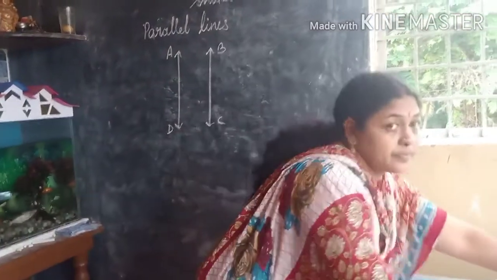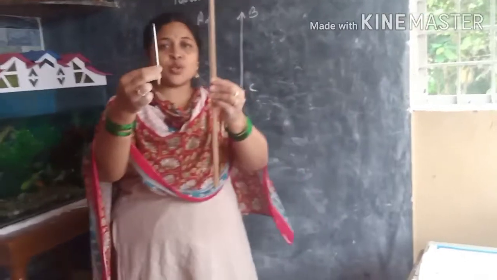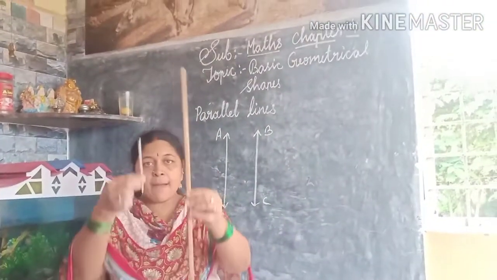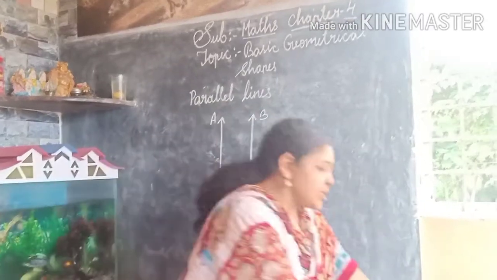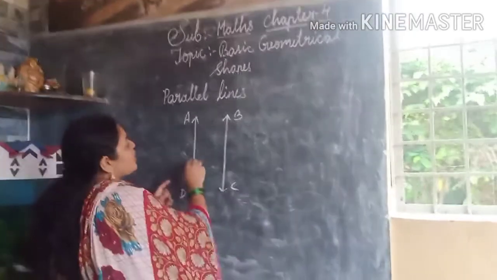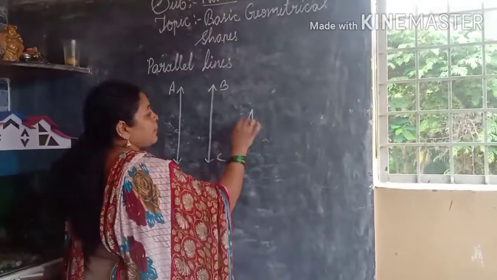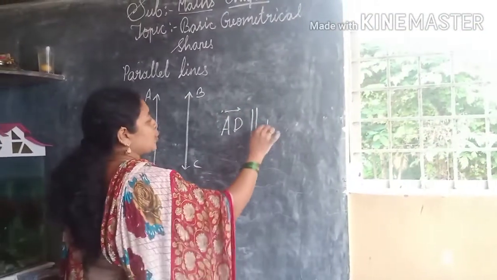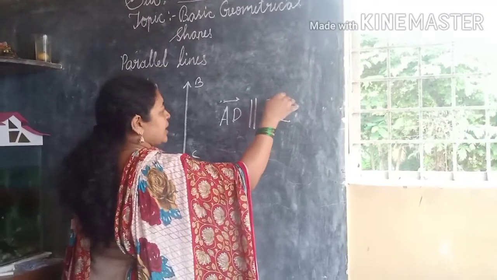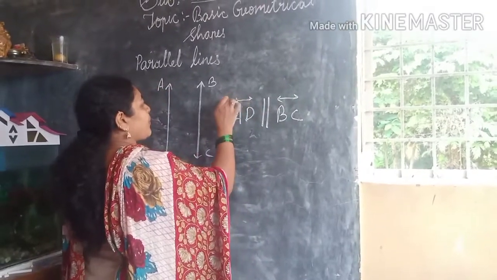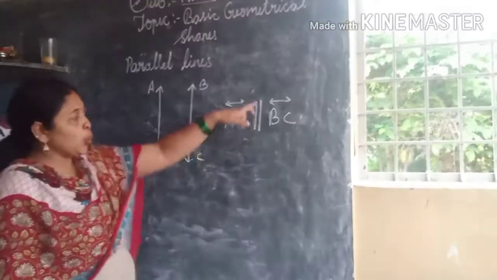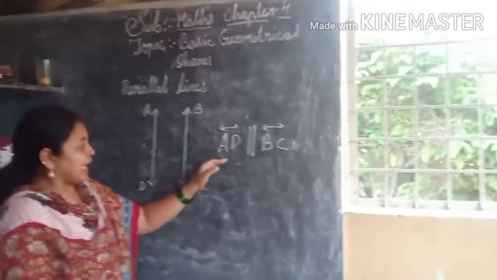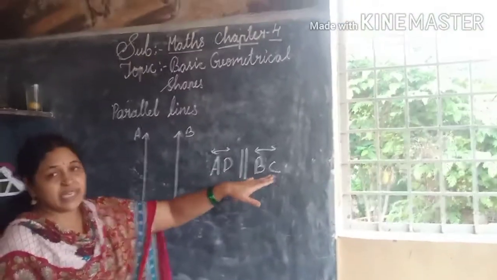Here, see, these two are parallel lines. This is big and this is small, but still they are parallel lines. So when we represent, we can say AD is parallel to BC. See how we write the symbol for parallel? We write two lines. This is the representation of parallel lines. AD line is parallel to BC line.